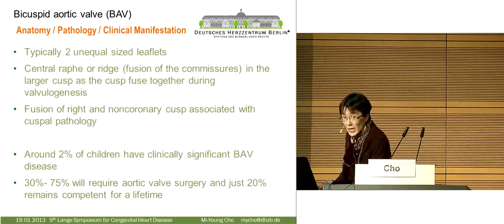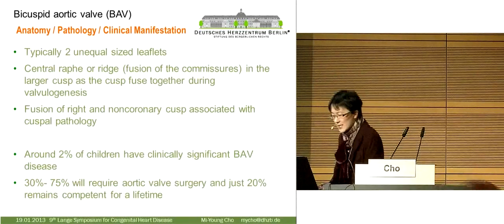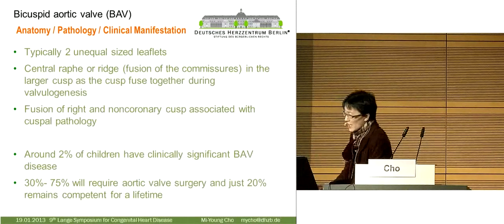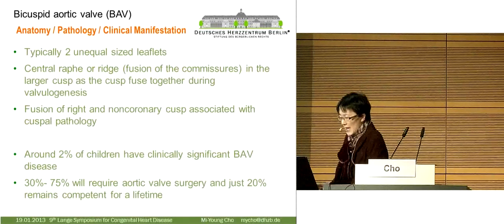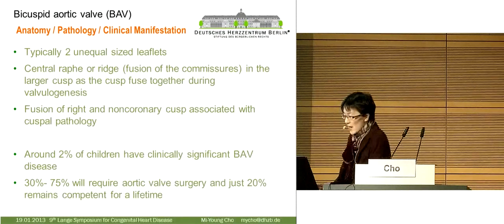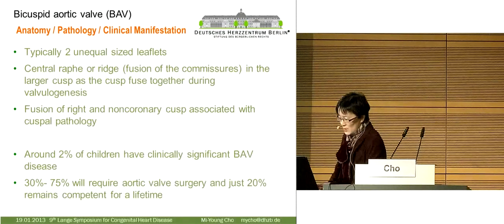And typically, we have two unequal sized leaflets, and often we have the central raphe, or ridge, and it is because of the fusion of the commissures, and this is the larger cusp. The fusion of the right and the non-coronary cusp is mostly associated with cuspal pathology.